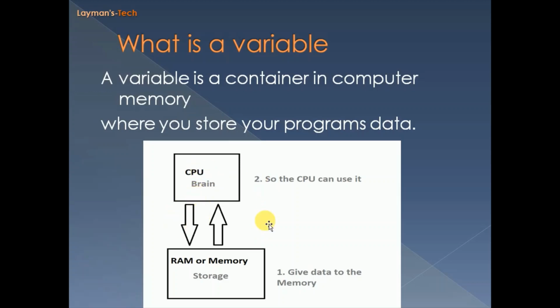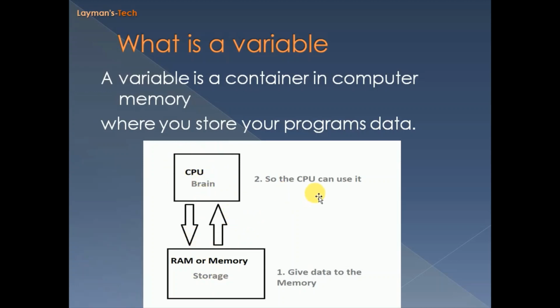Now, here's the thing. Even though the CPU runs the code, it doesn't store the data it's working with. Instead, this other thing called the RAM or memory stores all the data the CPU is working with. So when you give data to your program, it has to be stored in the memory first before the CPU can take it and use it.